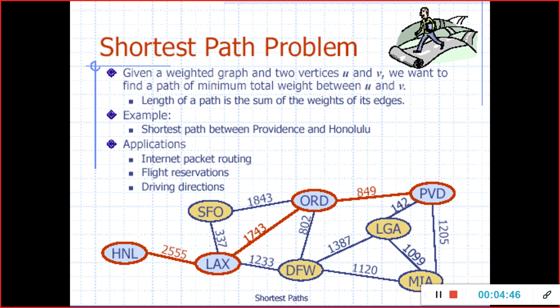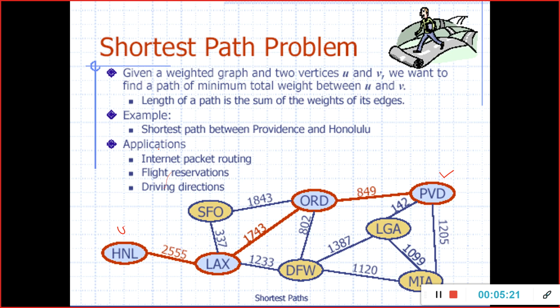Shortest path problem: given a weighted graph and two vertices U and V, we want to find a path of minimum total weight between U and V. Let's say Honolulu is U and PVD, I can't remember what. So HNL to PVD. This is U and this is V. The length of a path is the sum of the weights of its edges. The shortest path between Providence and Honolulu. So this is Providence, this is Honolulu.